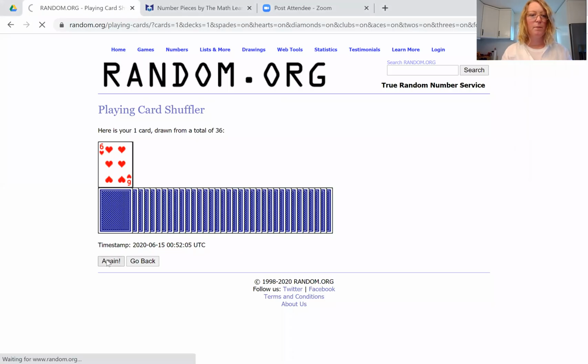Let's go draw 2 more cards. I'm going to get an 8, and you're going to get an ace. An ace means 1. And you can remember that because there's just one picture right in the middle. So I got 8, you got 1.